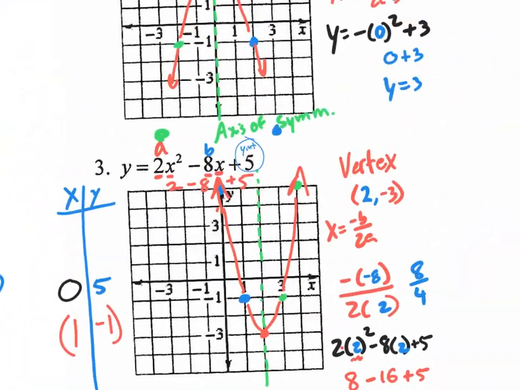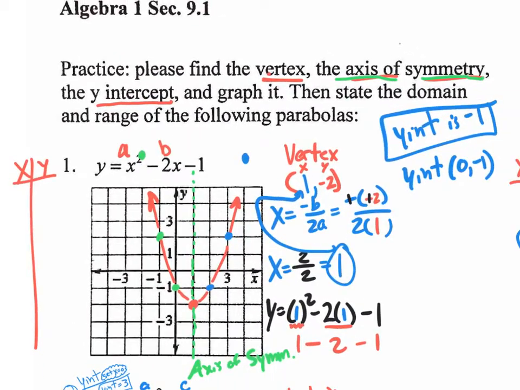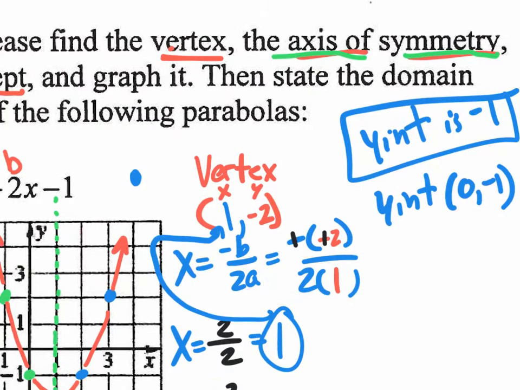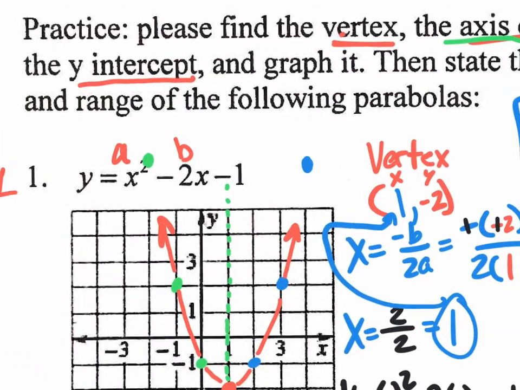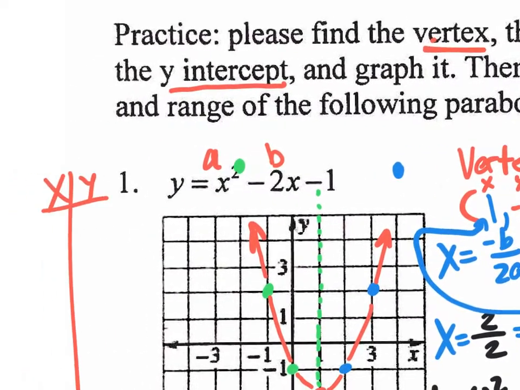So y-intercept's cake. I don't want to spend any more time than what I've already done right there, but there's more things that we need to talk about, more things that we need to be able to state. It says, then state the domain and the range of the following parabolas. So we definitely need to state the domain and the range.